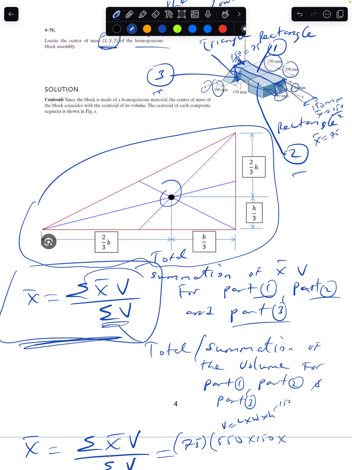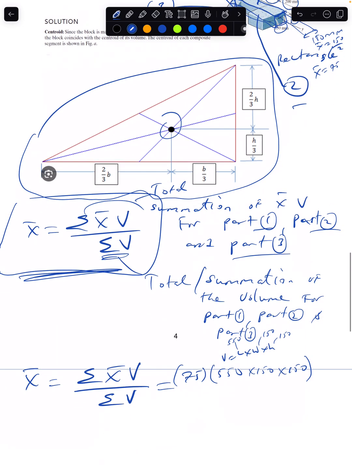It's still 150. So this is 150 and this is 550, and that is the volume for part 1. And plus, I'm moving out to part 2.